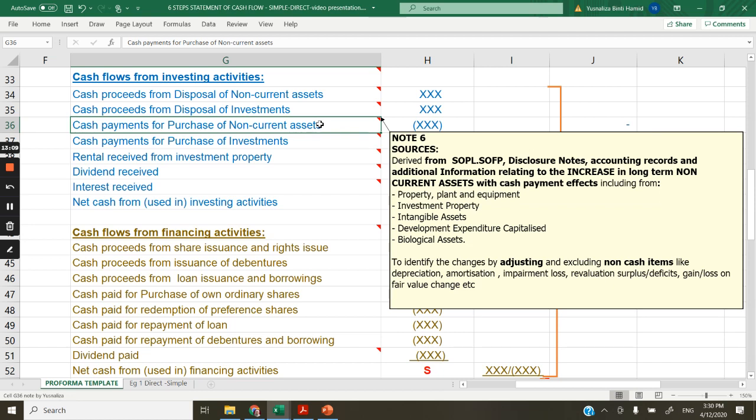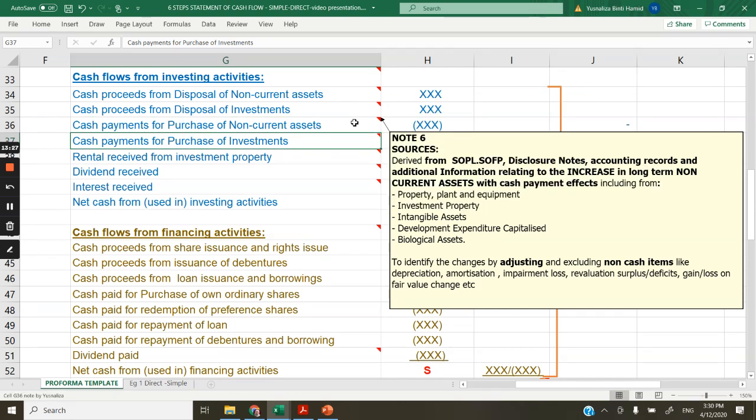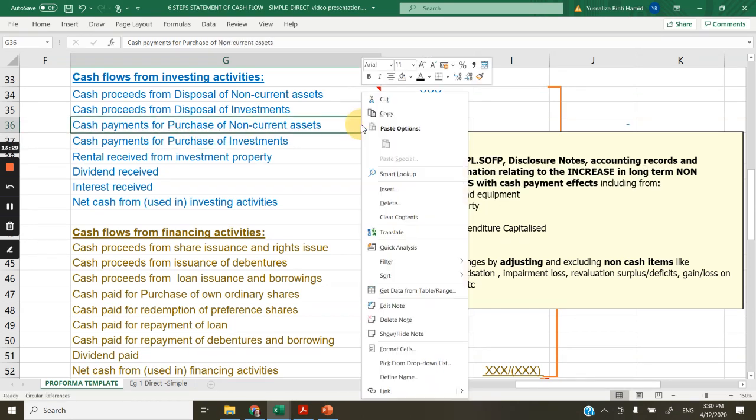And that should be an outflow. Earlier we talked about disposal. Disposal is an inflow. This inflow means you debit your bank account, you credit your investment, for example, if you dispose of your investment. You may also have acquisition of investment. Let me just remove this for a while.